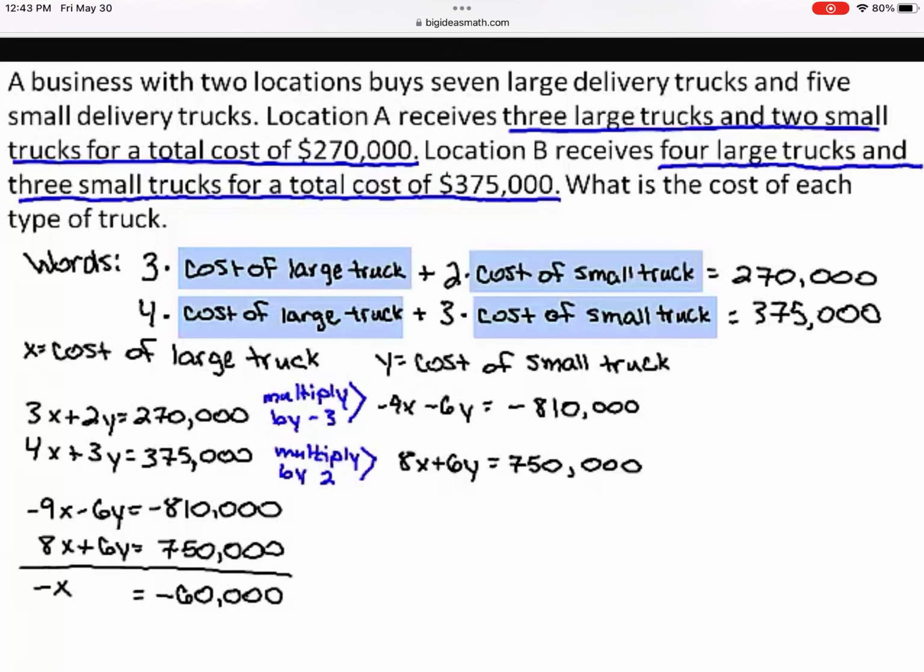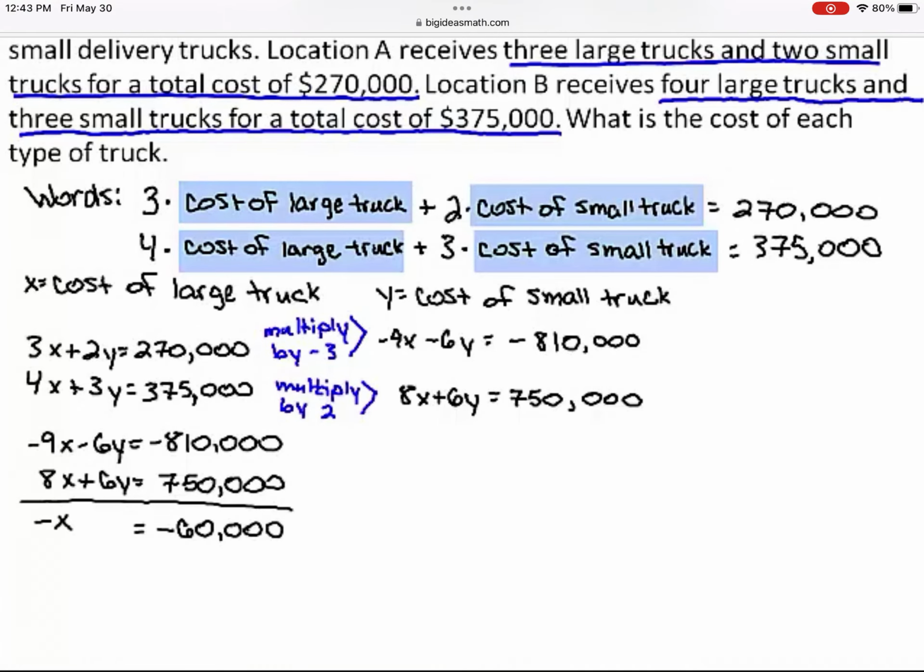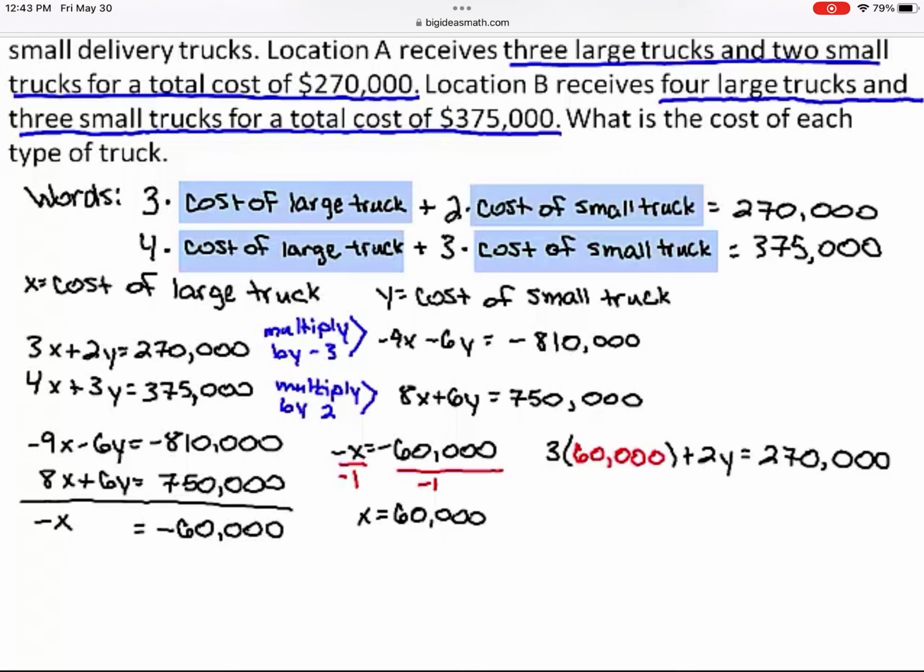This gives you -x equals -60,000. Now you want to solve -x equals -60,000 for x by dividing each side by -1, leaving you with x equals 60,000. Now substitute 60,000 for x in one of the original equations and solve for y. Substituting 60,000 for x in 3x plus 2y equals 270,000, you get 3 times 60,000 plus 2y equals 270,000.